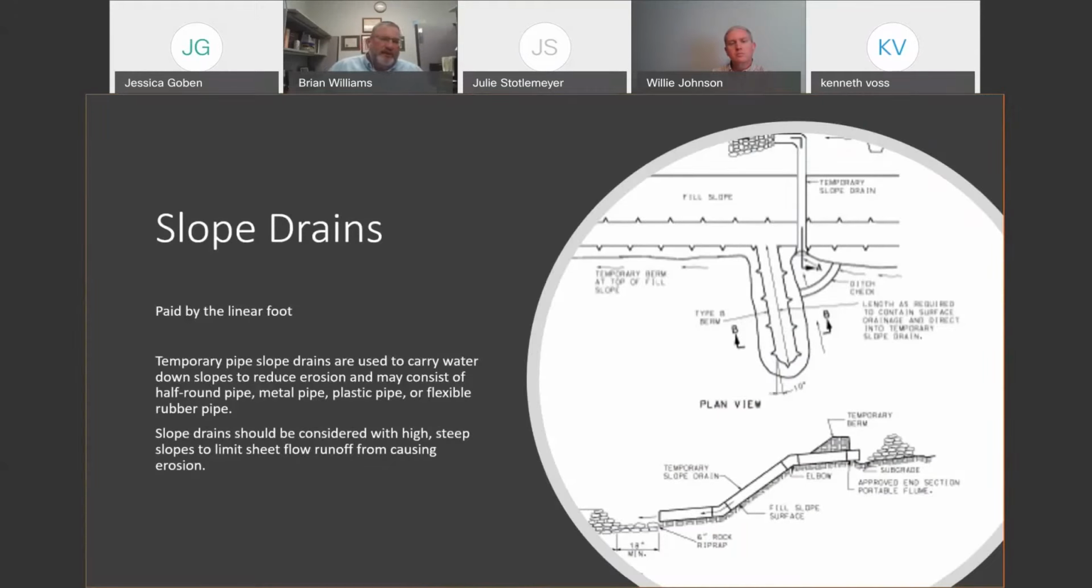Slope drains, we don't see a lot of these, but we really should. From a design perspective, we're not buying any new right-of-way, but we're widening our roadway templates, which is making our slopes a lot steeper. So we really should consider utilizing more slope drains. They're used to carry water down the slope to reduce erosion and consist of half-round pipe, metal pipe, plastic pipe, or a flexible rubber pipe. Slope drains should be considered with high, steep slopes to limit sheet flow runoff causing erosion.